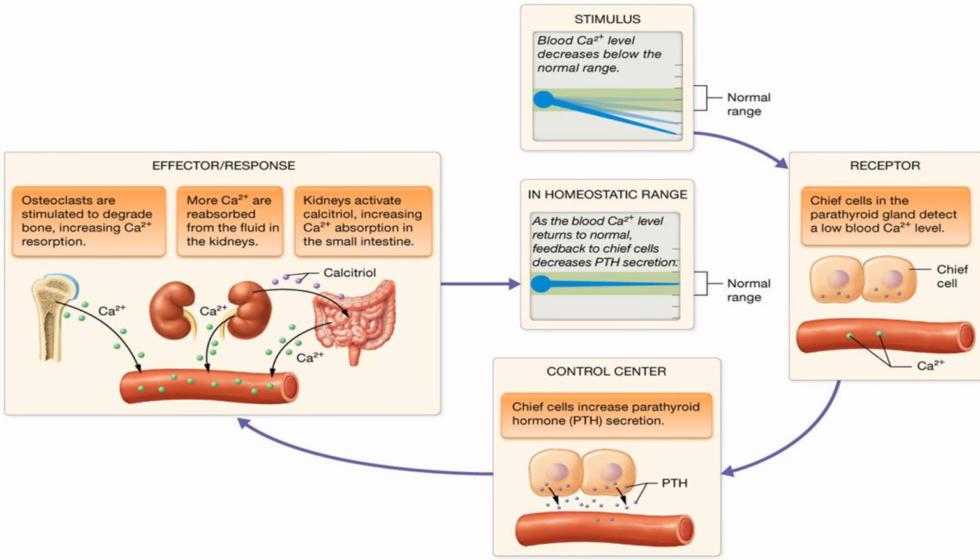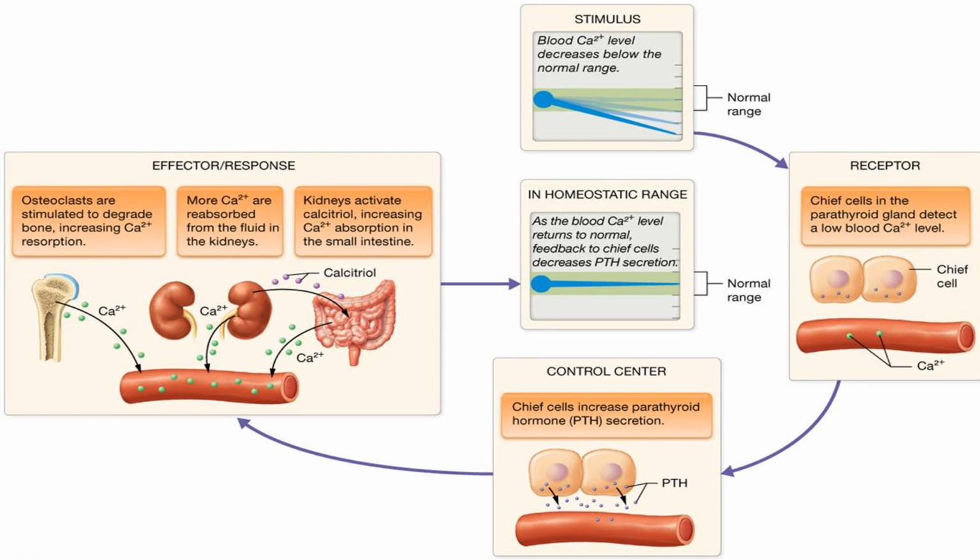So this is going to be the negative feedback loop involving parathyroid hormone that maintains the blood calcium ion concentration in the normal range. The first thing we have is a stimulus, and the stimulus is the blood calcium ion level dips below normal range. The receptor, the chief cells in the parathyroid gland, are going to notice a decrease in that calcium ion level in the blood because of their cell surface receptors.